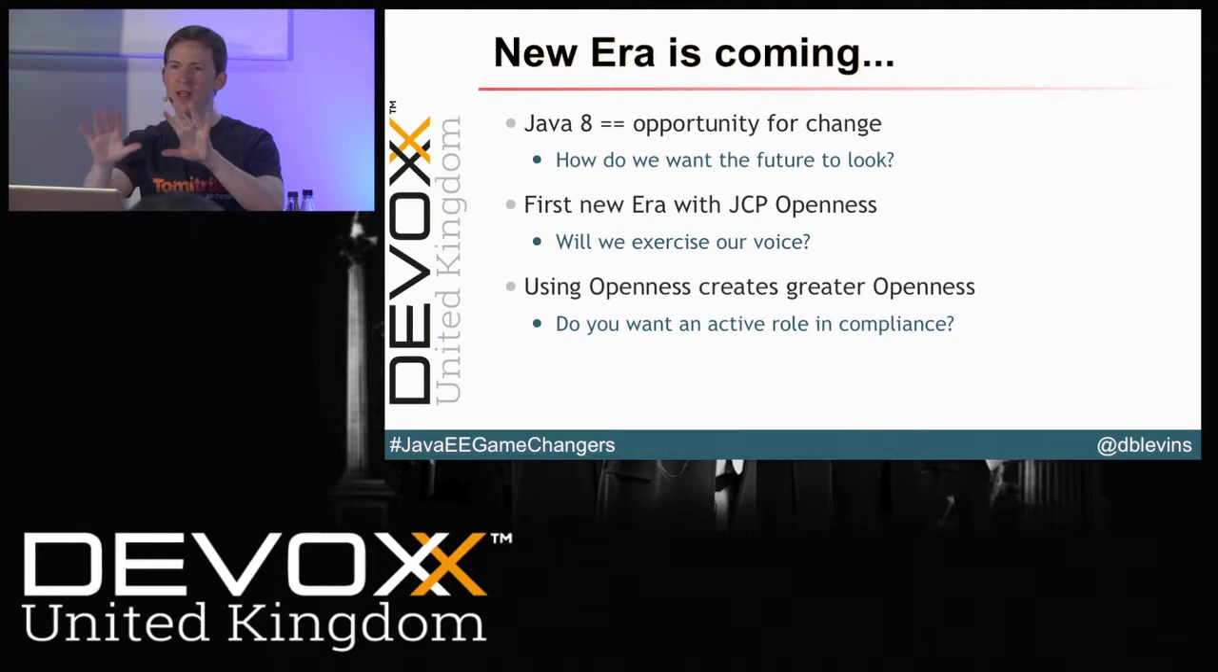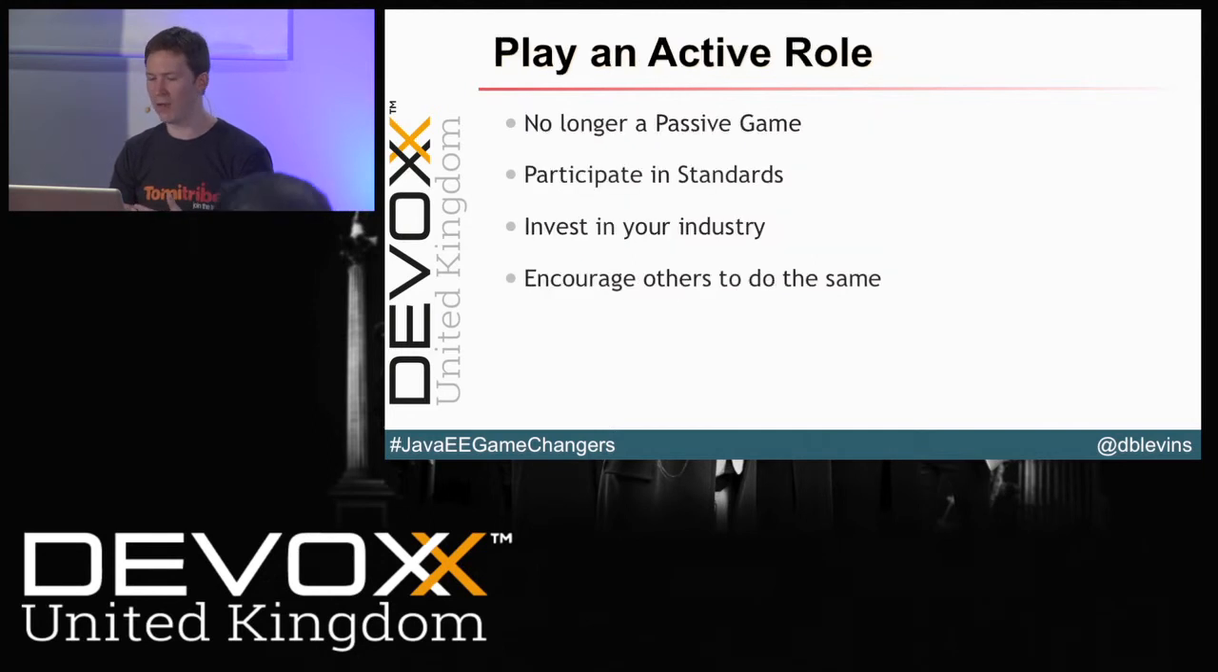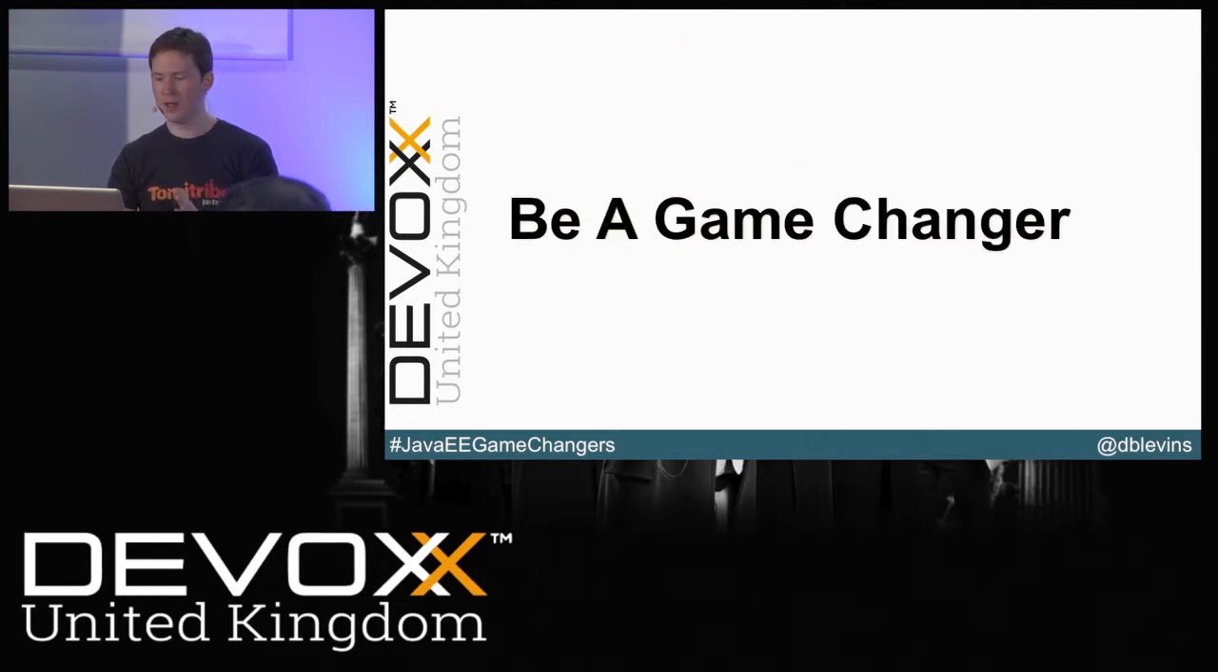So with these 2 things together, we actually have a significant opportunity to reinvent the wheel in a lot of regards, to change the way our APIs work, and to have all this happen openly with all of you involved in the process. And so if we don't like what EE looks like in 5 years, we have no one to complain to other than ourselves. So I would say play an active role and be a game changer. The biggest game changer in JavaEE is right here in this room.